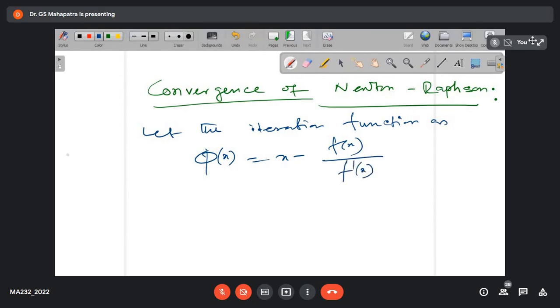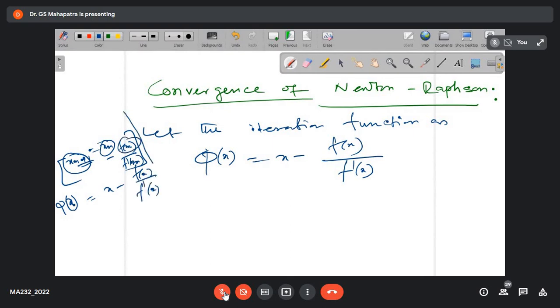So what we have written has a little bit of change. You know that x n plus 1 equals x n minus f of x n divided by f dash x n, correct? That is the formula. Now what I am writing, x n plus 1, we are removing that n, so it is a function phi of x, which is x minus f of x divided by f dash x. That part only I have written here, just check. I have written iteration function instead of iteration formula, the working formula.